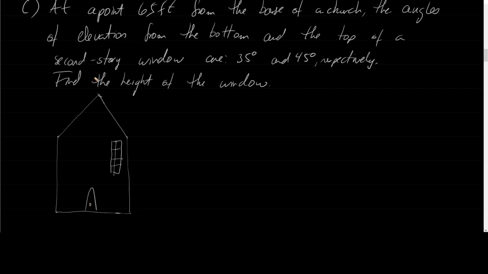Now in here, what it's saying is that when we're 65 feet away from the church, we've got two angles of elevation. All right, so let's say that this is the top of the window, this is the bottom of the window, and here this is 65 feet away. All right, so what we're going to do here is look at two triangles. We've got this triangle and that triangle. Perhaps I'll color code this. So we've got this triangle in here, and I'll erase the extra lines there. And we've also got this triangle out here.